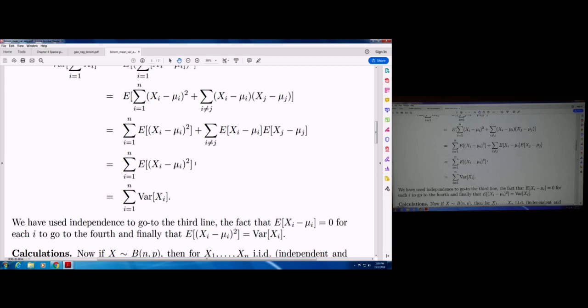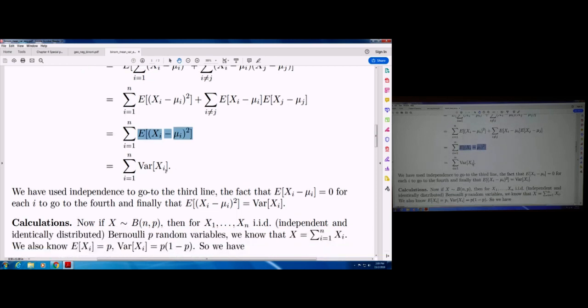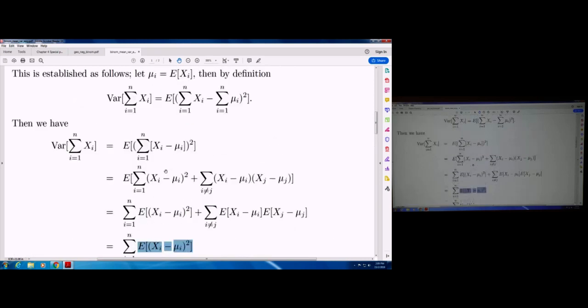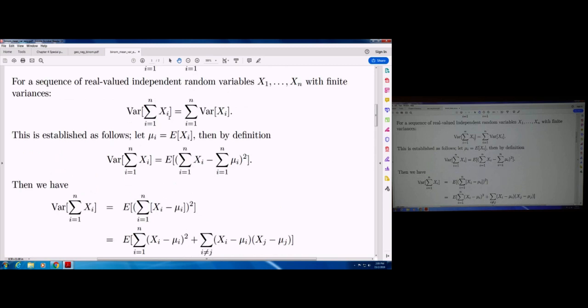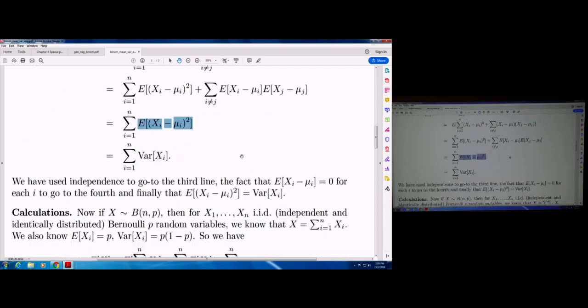Okay, so we've got the sum from i equals 1 to n of the expectation of (Xi minus mu i) squared. Well, this is by definition the variance of the ith random variable. So then we are left with the result that we wanted to conclude. Just in case you're wondering why, for independent random variables, the variance of the sum is equal to the sum of the variances, that's a verification. And we have not used anything more complicated than independence along the way.